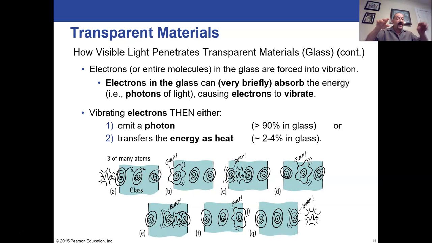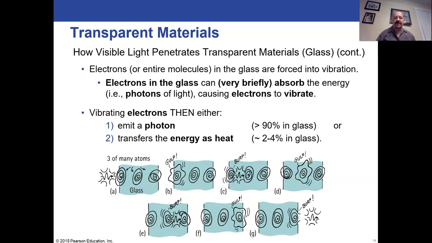The more they vibrate, the more they move, the higher the temperature. So by making them move more, you've increased the temperature of those particles. So a little bit of that light doesn't get through. Some of it is used to make heat, about 2 to 4%. About 90, sometimes 95% of the light will make it through all the way to the other side. It won't be the same photon, but it'll make it through.